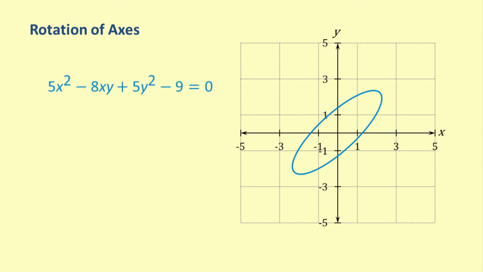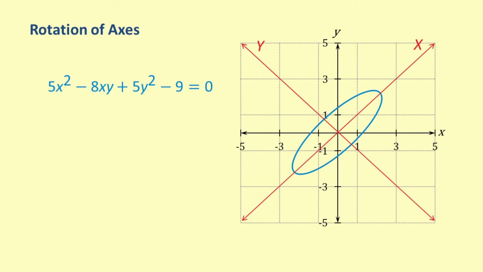The equation 5x squared minus 8xy plus 5y squared minus 9 equals 0 represents this ellipse. A new coordinate system could be introduced with the same origin, but the xy coordinate system is also rotated 45 degrees counterclockwise. In this coordinate system, the rotated ellipse has a major axis on the new capital X axis and minor axis on the new capital Y axis.